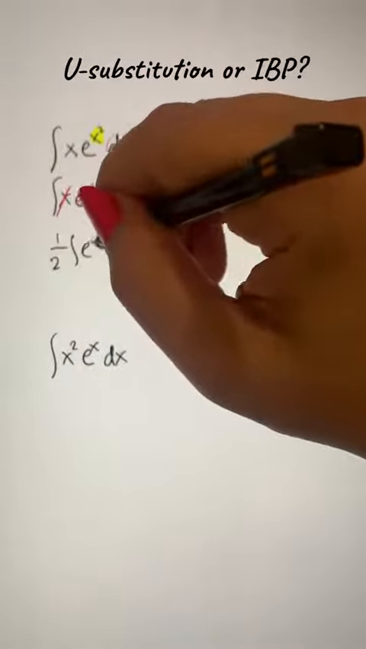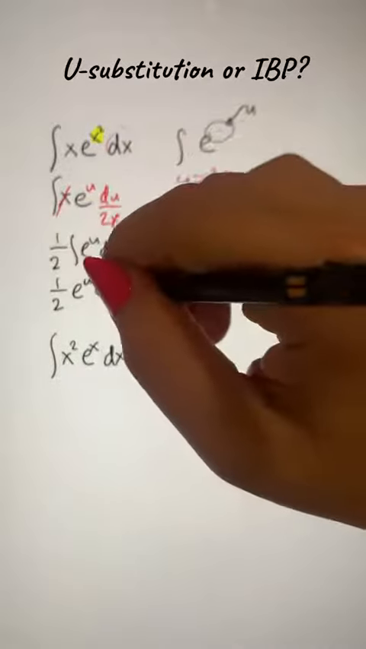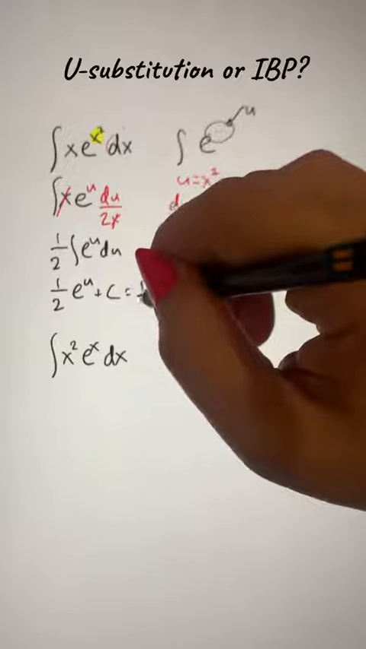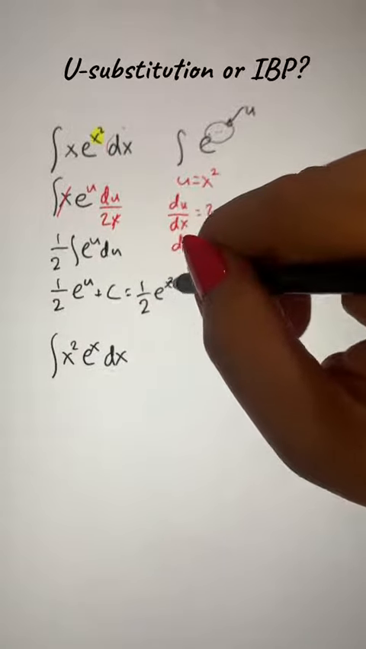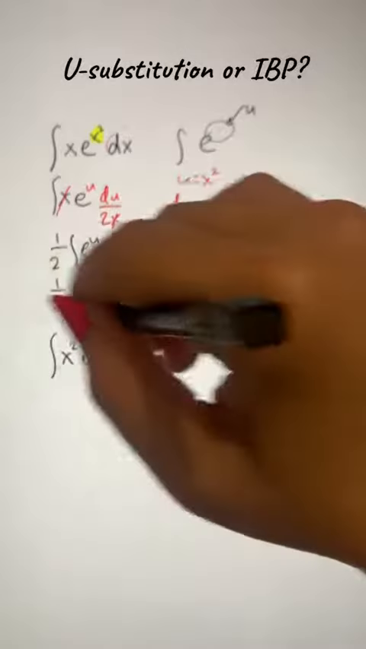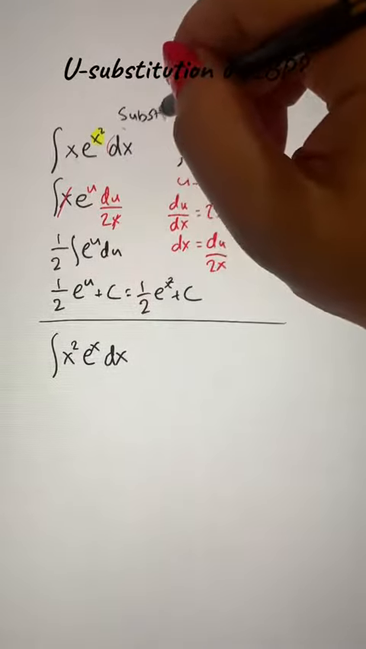The 2 comes out. Since it's in the denominator, it'll be a half. And then we just have integral of e to the u, which is e to the u plus c. And then we're going to just substitute. Instead of the u, we're going back to the expression in terms of x, and we're going to put x squared. So this was clearly a u substitution question.